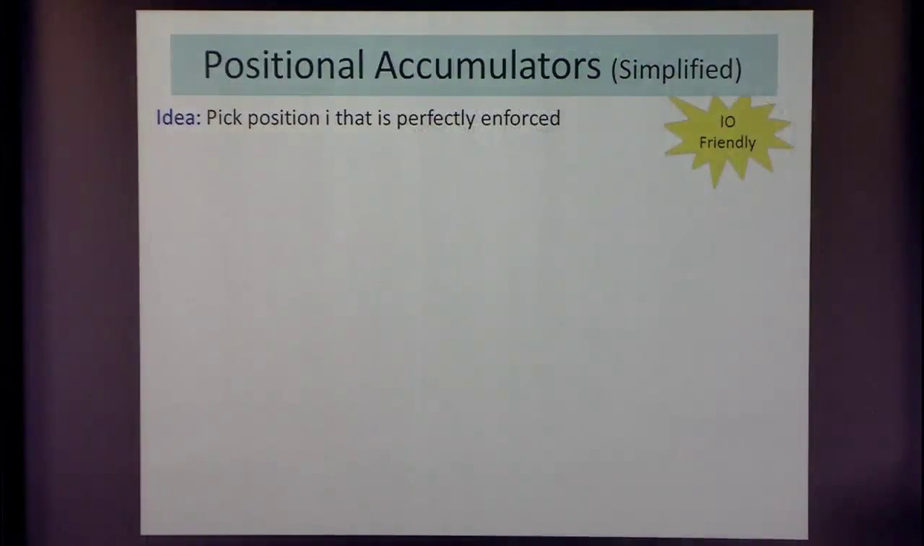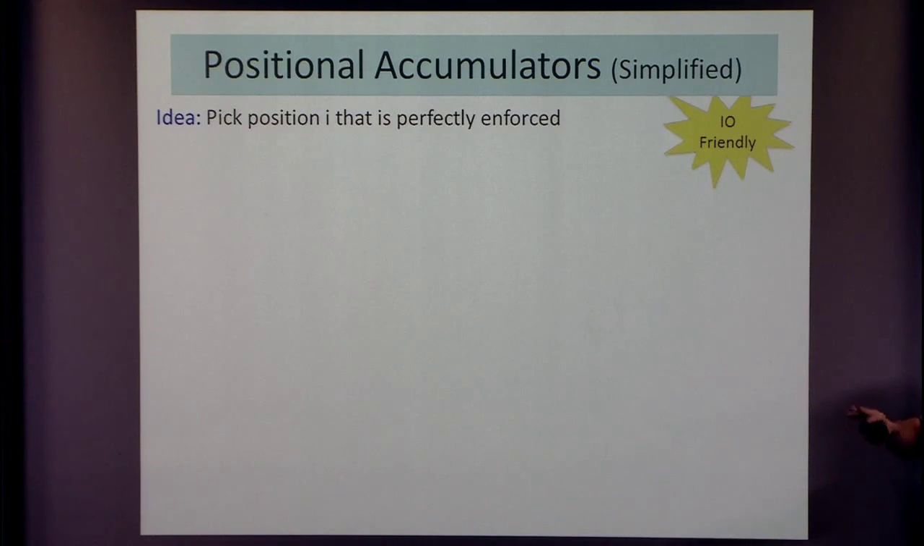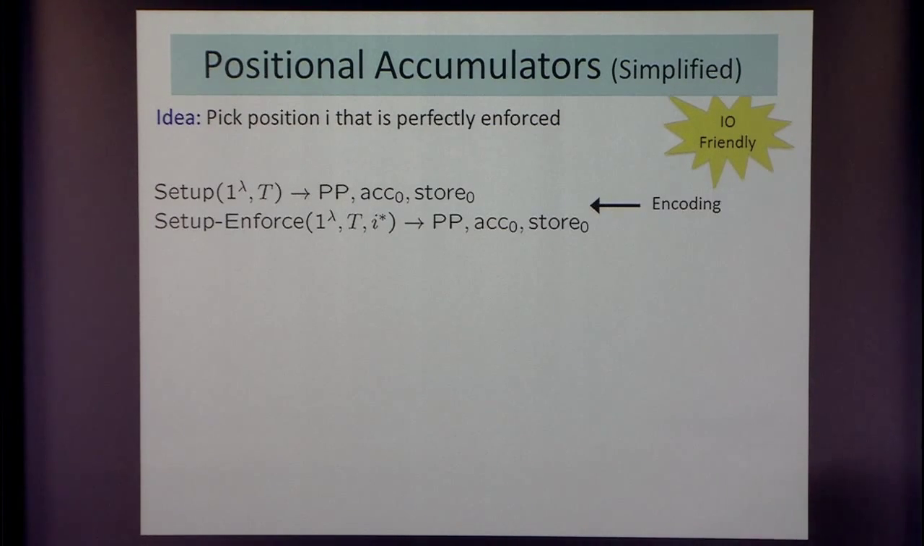Okay, so here's one of our main abstractions. I won't have time to get into all of them, but at least this one is for this memory store. We try to coin this term IO-friendly tool. So the idea here is that we're going to pick a position i* that will actually be perfectly enforced. Okay? And if anyone's actually read the paper, what I'm going to show you now is not the actual algorithms in the paper. It's going to be some type of simplified version of them to fit in the talk.